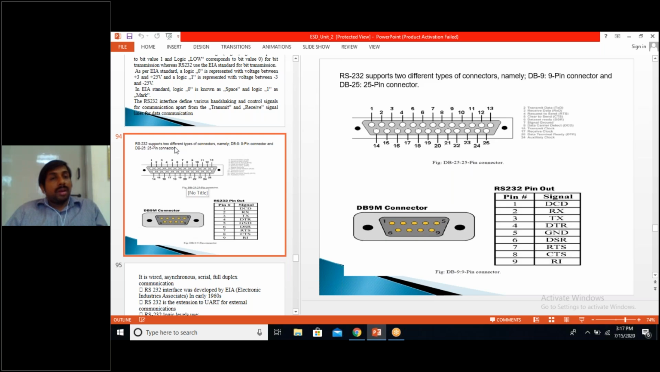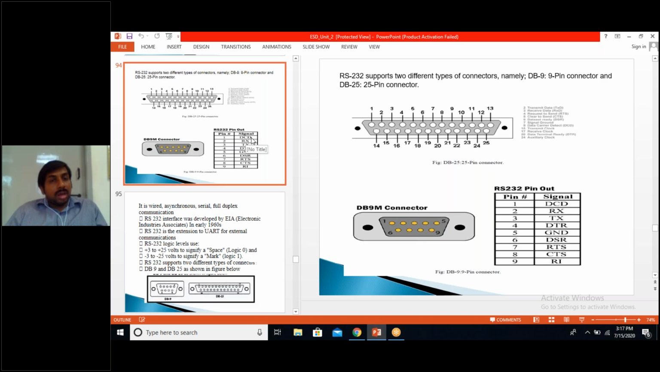RS-232 covers two types of connectors. You can have a DB9 connector or a DB25 pin connector. If you consider the 9-pin connector, the ports are 9 pins: DCD, RX, TX, DTR, GND, DSR, RTS, CTS, and RI. So the DB9 connector has all these specifications for 9 pins, and similarly DB25 has 25 specifications.